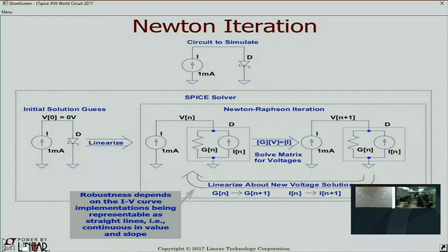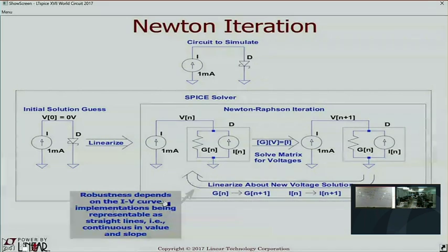Anyway, you can tell the robustness of one SPICE program versus another depending on whether or not the IV curves in the software are continuous in value and slope. In real circuits they're continuous in value and slope, but there are bugs in SPICE programs, and the IV curves of the devices, transistors and diodes in SPICE are not continuous in value and slope because of these bugs.